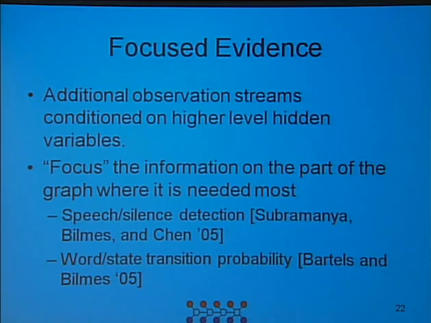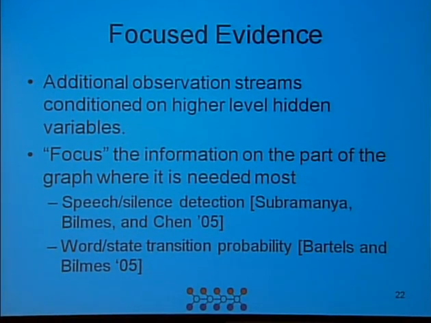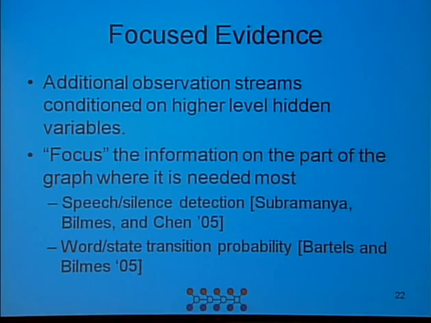And then another class of graph is something that we call focused evidence. The idea of this is you don't add any additional state to the model, you just add additional observation streams. And the DBN allows you to condition these variables directly on some higher level piece of information. And we have a couple of examples of this.